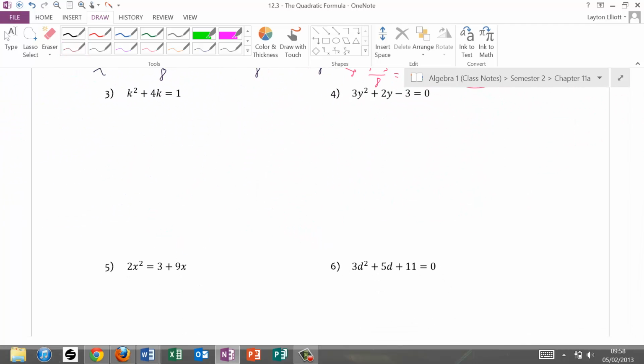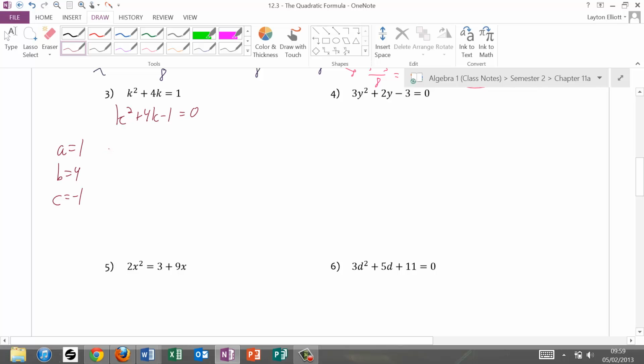Number 3, if we set it equal to 0, we get k squared plus 4k minus 1 equals 0. Look at the coefficients. The coefficient of the square term is 1, so a equals 1. The coefficient of the linear term, the k, is 4, so b equals 4. And the constant term is negative 1, so c equals negative 1.